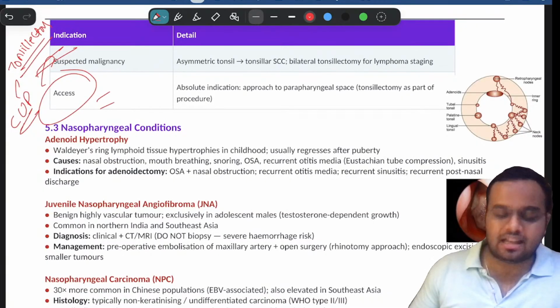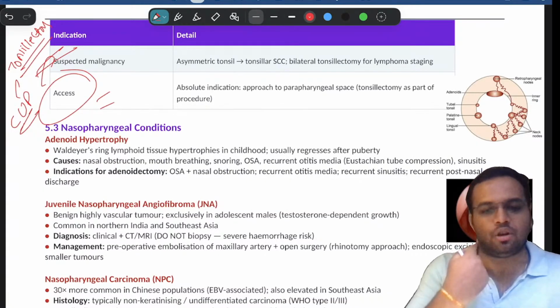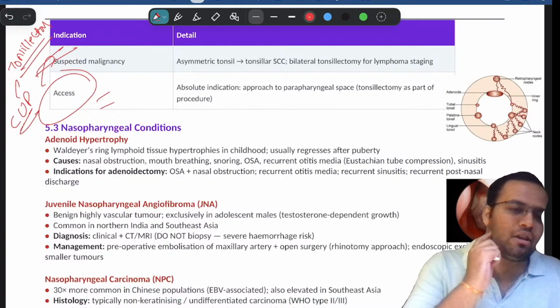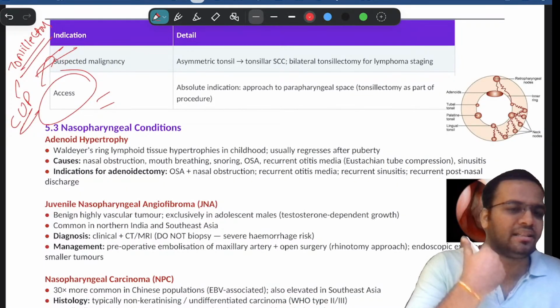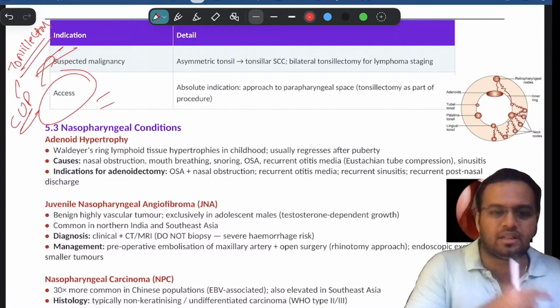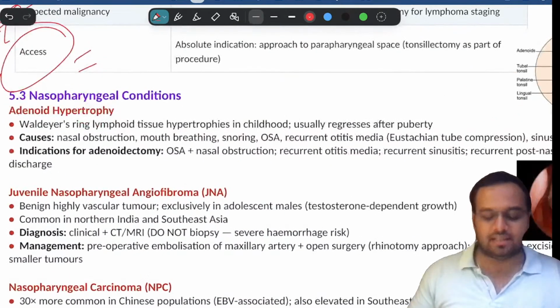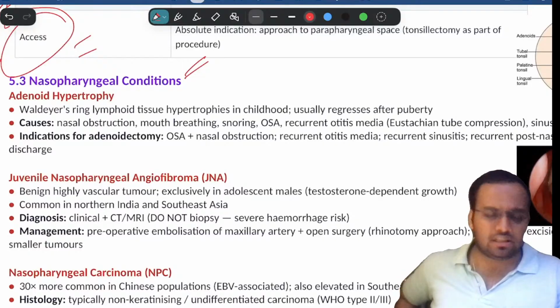So always remember that whenever you need an access to the retropharyngeal region or a parapharyngeal space, so whenever you're operating on a styloid process, whenever you're operating on a carotid region, and you need to go from transoral route, then you can go for tonsillectomy. It is going to give you an access to the parapharyngeal region. So what are the nasopharyngeal conditions which are very much important?